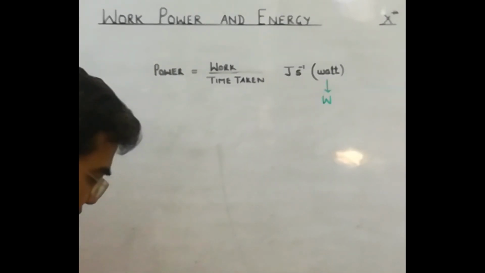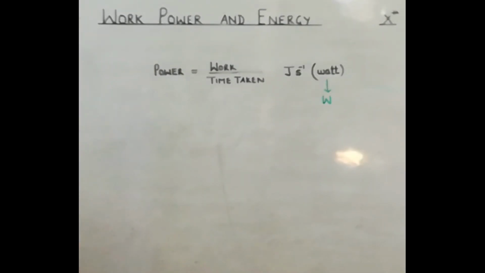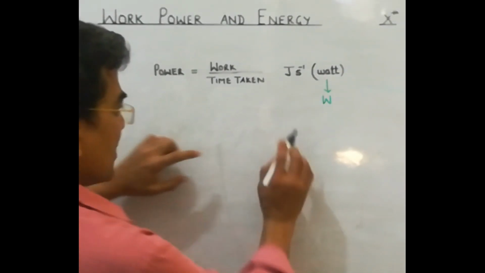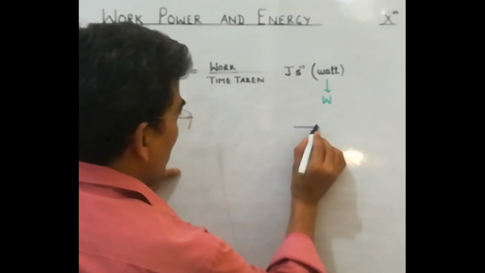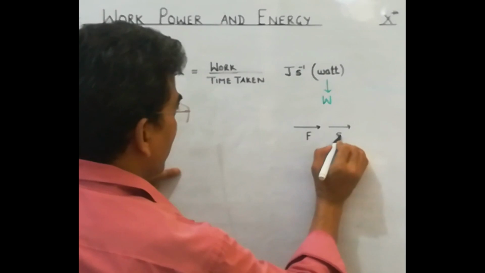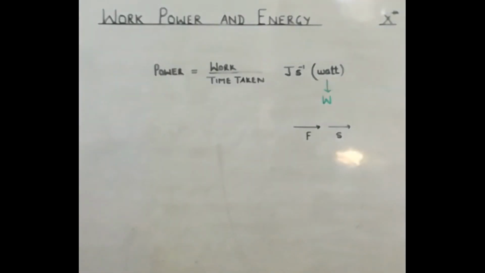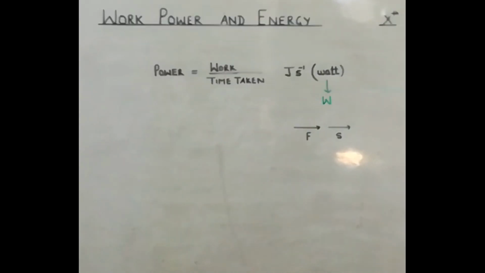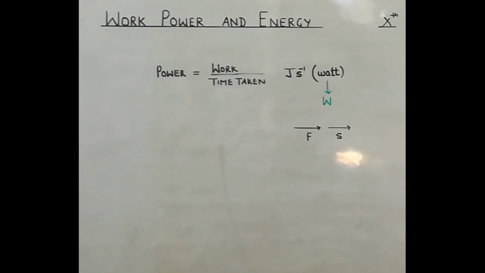So, now suppose a force is applied on the body and the displacement is in the same direction. Now just see here. Force is applied on the body and the displacement produced in the body are in the same direction. Now we know that whenever force and displacement are in the same direction, then the formula for work is F into S.